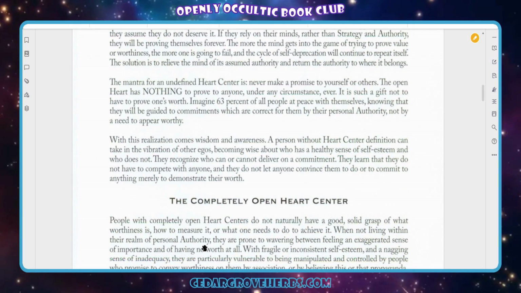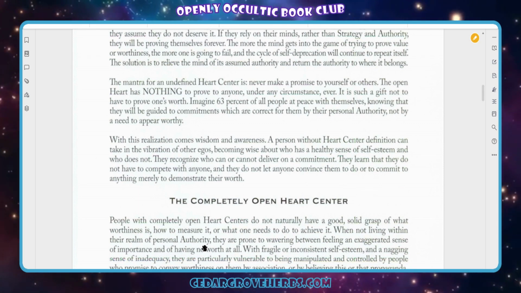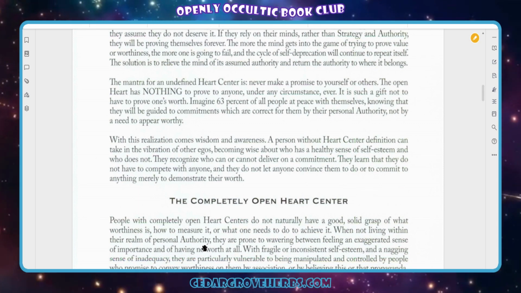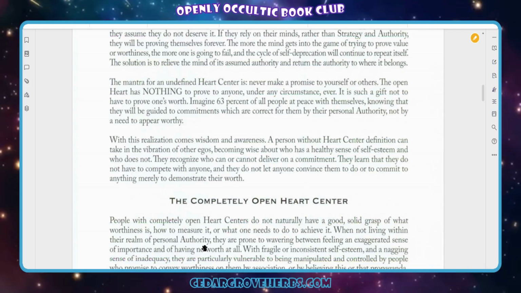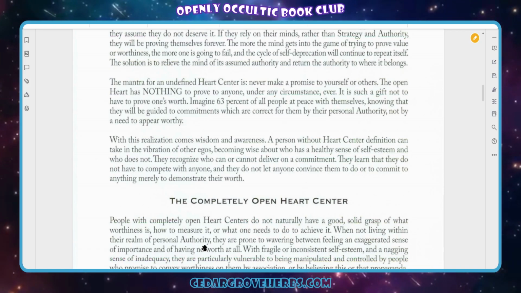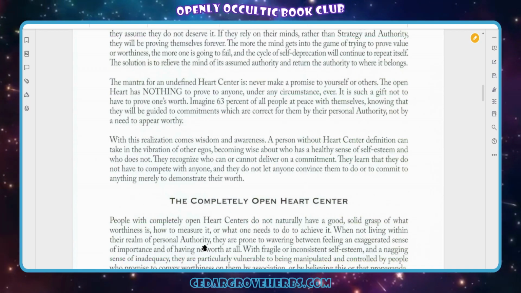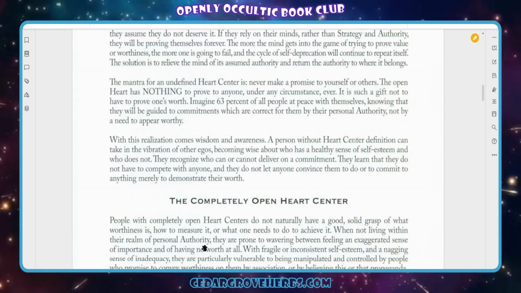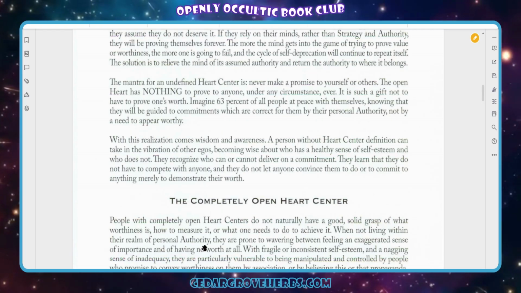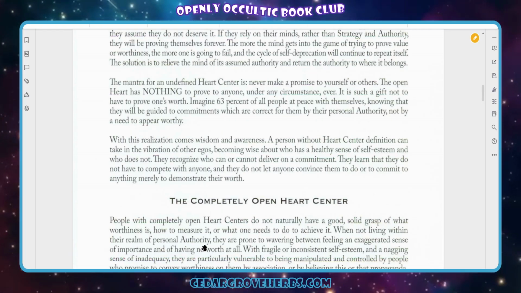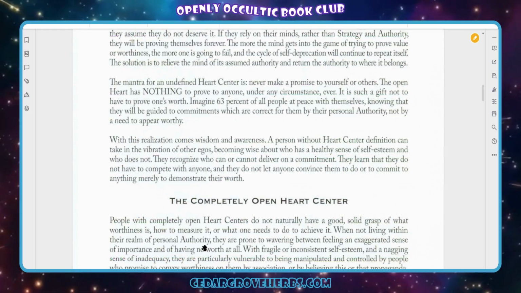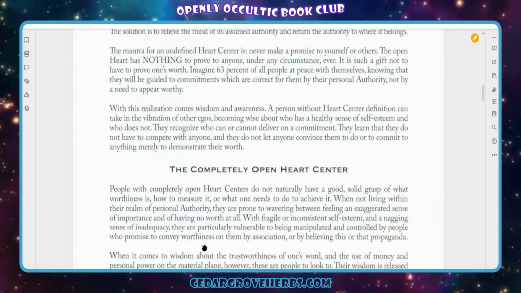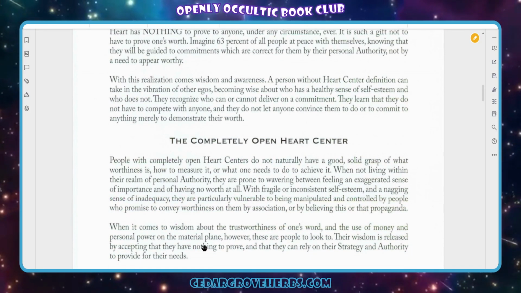A person without heart-centered definition can take in the vibration of other egos, become wise about who has a healthy sense of self-esteem and who does not. They recognize who can or cannot deliver on a commitment. They learn that they do not have to compete with anyone, and they do not let anyone convince them to do or to commit to anything merely to demonstrate their worth.